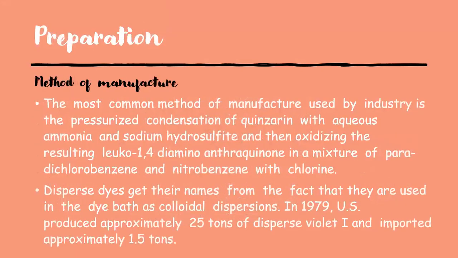Method of manufacture. The most common method of manufacture used by industry is pressurized condensation of quinizarin with aqueous ammonia and sodium hydrosulfide, and then oxidizing the resulting leuco 1,4-diamino anthraquinone in a mixture of para-dichlorobenzene and nitrobenzene with chlorine. Disperse dyes get their name from the fact that they are used in the dye bath as a colloidal dispersion. In 1979, the US produced approximately 25 tons of Disperse Violet 1 and imported approximately 1.5 tons.